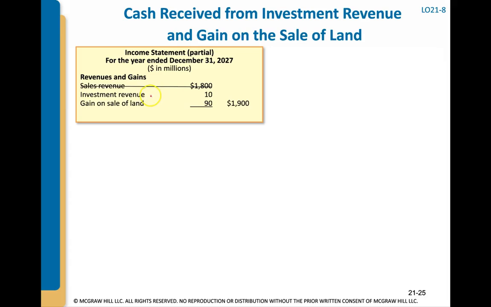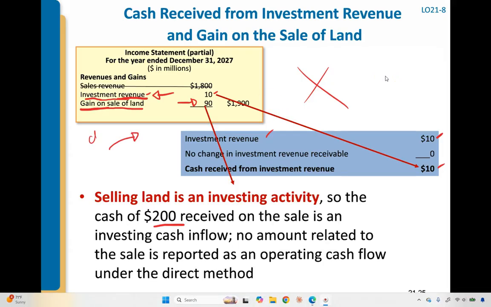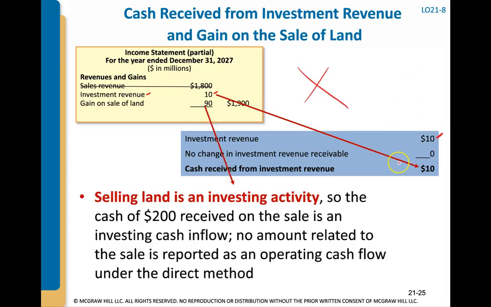Okay. We're working our way down our income statement. And the next line item on our income statement is investment revenue for $10. When we look at our related balance sheet account, we don't have a related balance sheet account for this specific company. A company might have an investment receivable, in which case we would have to look at the beginning and ending balance of that account. But for this specific example, there was no investment receivable account, so we don't have a balance sheet account to analyze, which means that the entire investment revenue was received in cash.